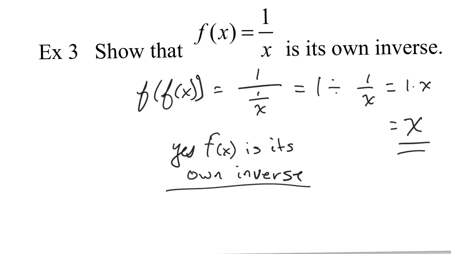Okay, so I went ahead and did f of f of x, which is 1 over x, which is 1 divided by 1 over x, which is 1 times x, which is x. And yes, so f of x is indeed its own inverse.